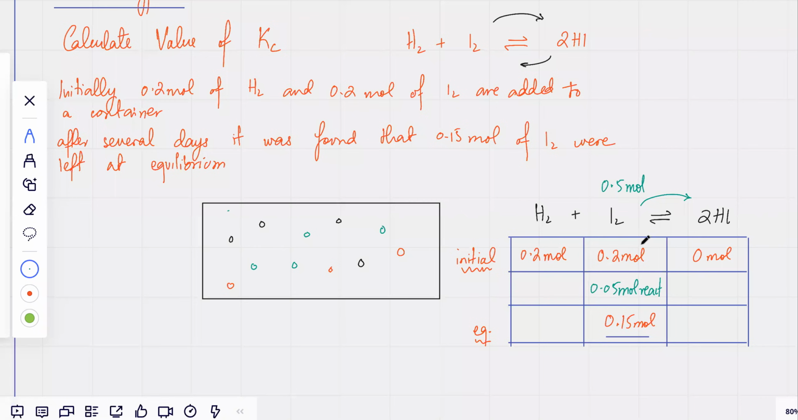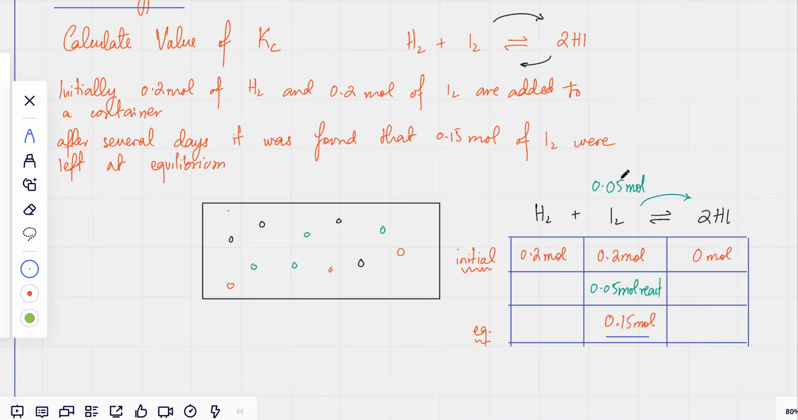So, initially we added 0.2. At equilibrium, we've got 0.15 after several days. So 0.05 is gone. That must have reacted. So let's focus on this now. So if 0.05, sorry, 0.05, not 0.5. Okay, this is 0.05.